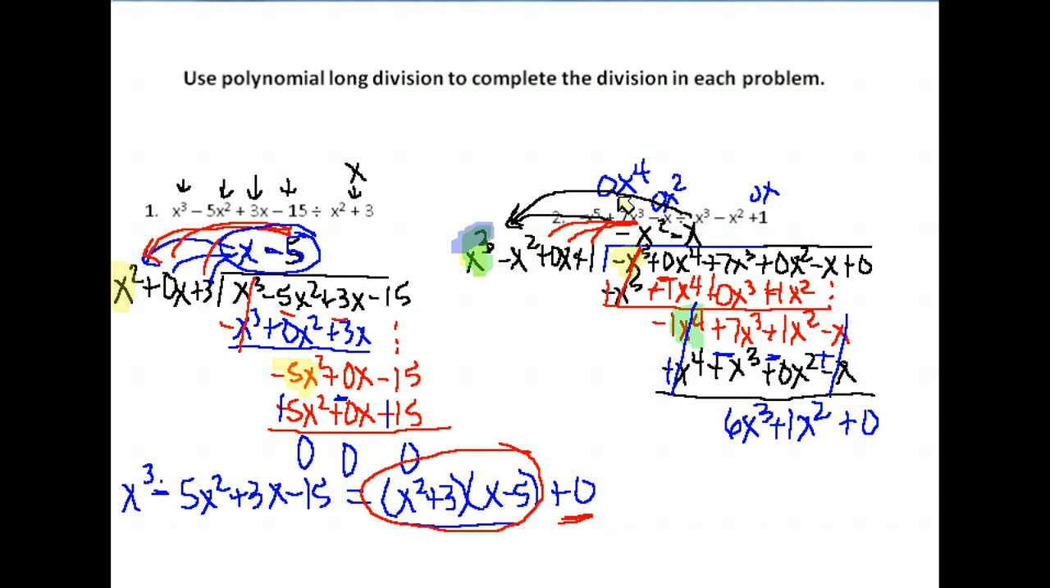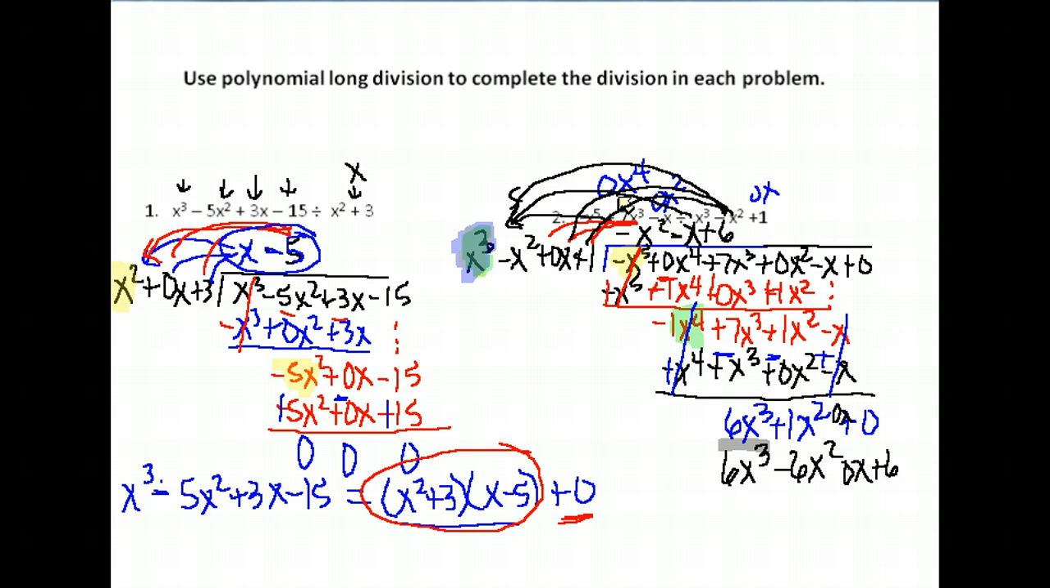Okay, I can still divide because I have an x to the third and an x to the third. What do I have to multiply for x to the third to become positive 6x to the third? The answer to that is a positive 6 is all it was missing. So plus 6 goes up on top and I distribute it. 6 times x to the third is 6x to the third. 6 times negative x squared is a negative 6x squared. 6 times 0x is a 0x, and 6 times 1 is 6.